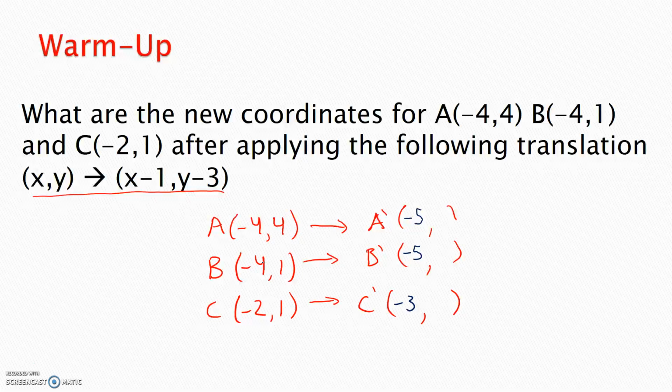I'm going to do the same thing with the y's. What's the rule say for the y's? I have to subtract 3. So it's 4 minus 3, which is 1. Now, what is 1 minus 3? That's going to give me negative 2. And lastly, what's 1 minus 3? That's also going to give me negative 2. And that is how we apply a translation using a mapping rule. Make sure this is one we study. It will show up on your unit test in about 2 weeks.